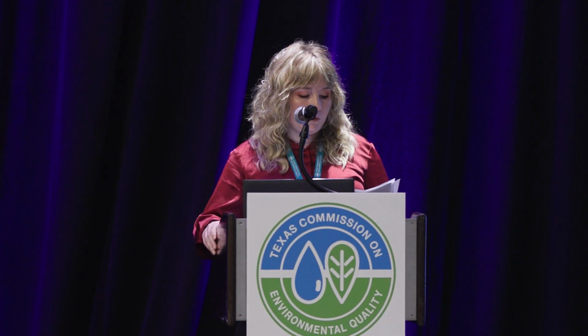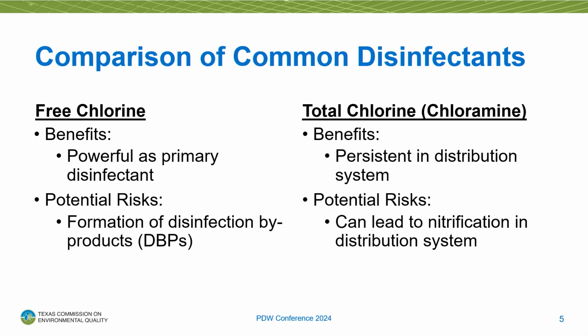Now, chloramines or total chlorine is not as strong as an oxidizer, but it is more persistent in the distribution system. This is good for larger systems that have low water use. It's much easier to maintain your residual. There's less DBP formation because the chlorine reacts with the ammonia. The risks is that ammonia leads to nitrification in the system, promoting bacterial growth.